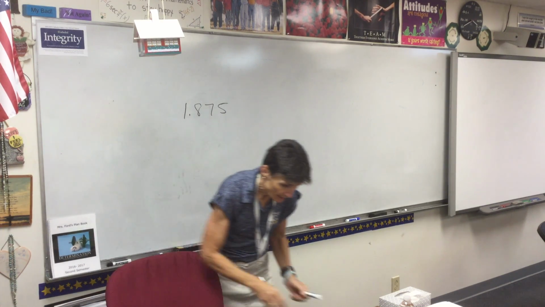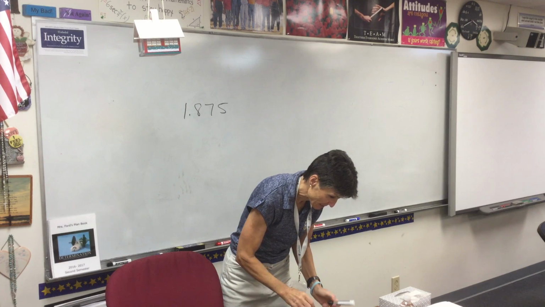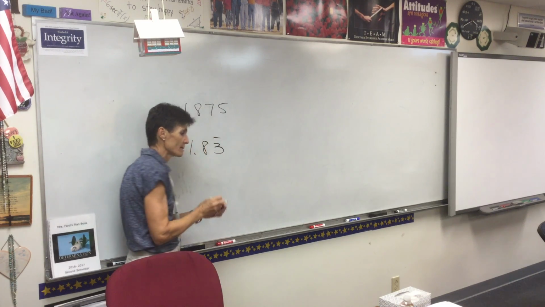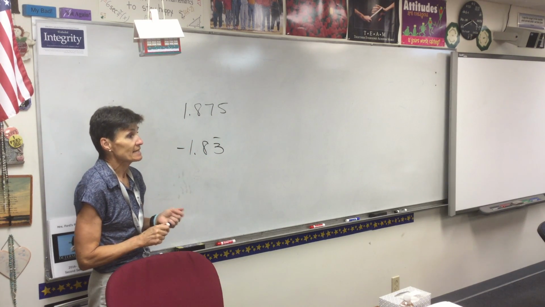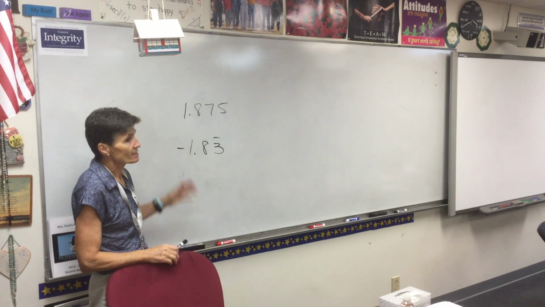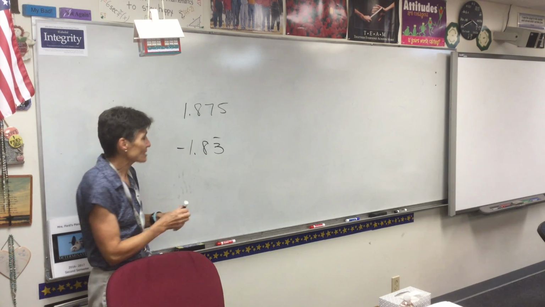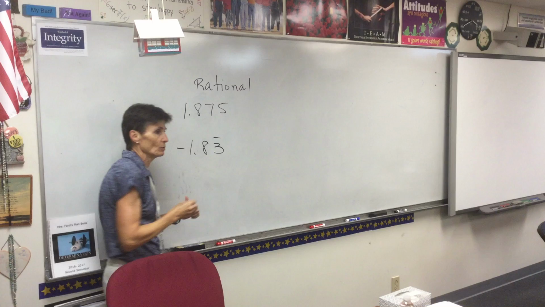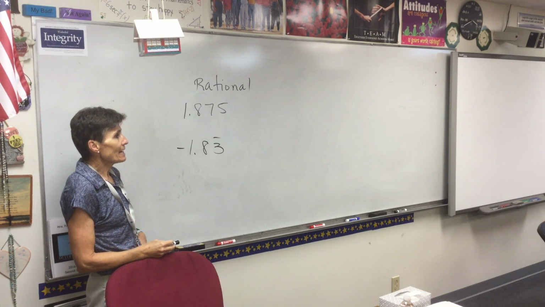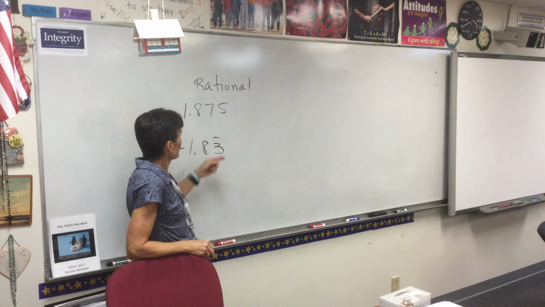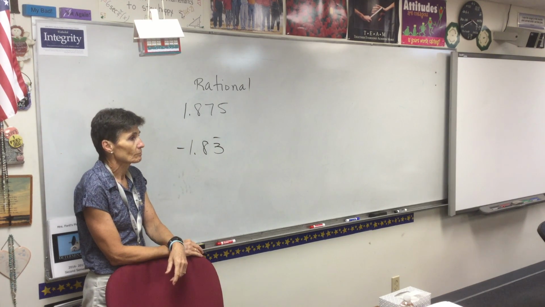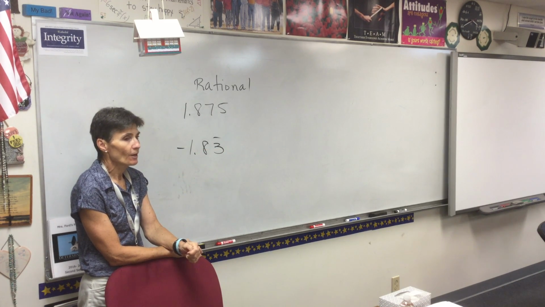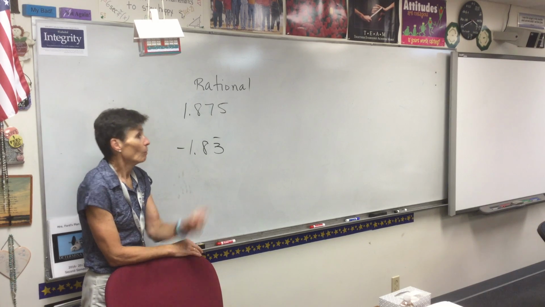All right. Negative 11 divided by 6. Uh-oh. Negative 1.83333. That is called a repeating decimal. Both of these are rational numbers. Rational numbers are terminating or repeating decimals. Are there any decimals in the world that don't terminate and don't repeat? Or does every decimal either terminate or repeat eventually? Actually, there are.